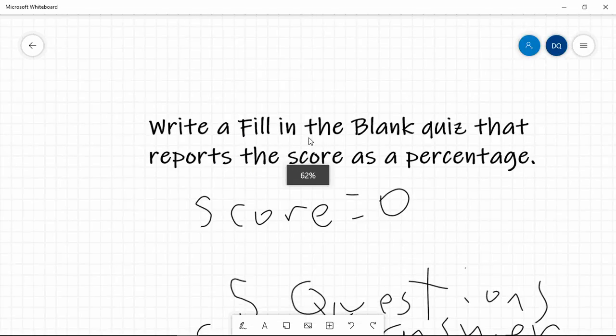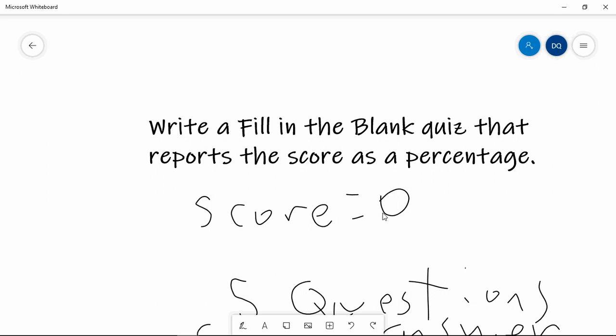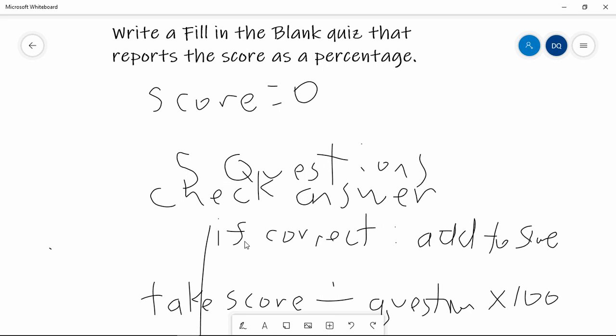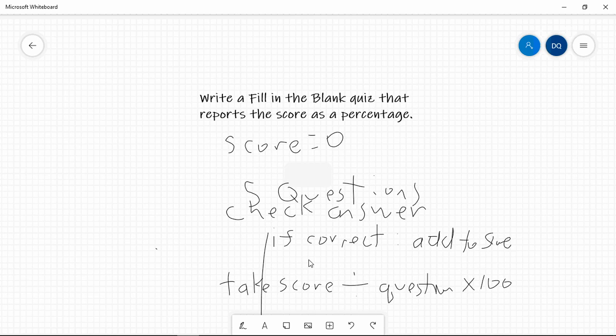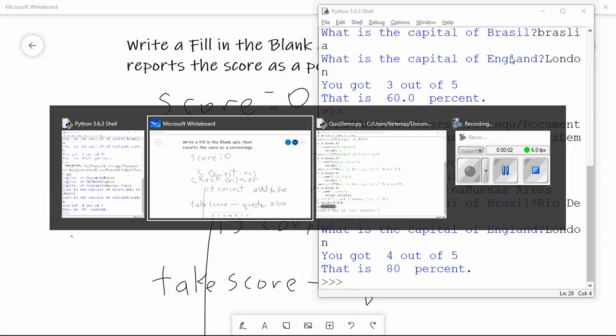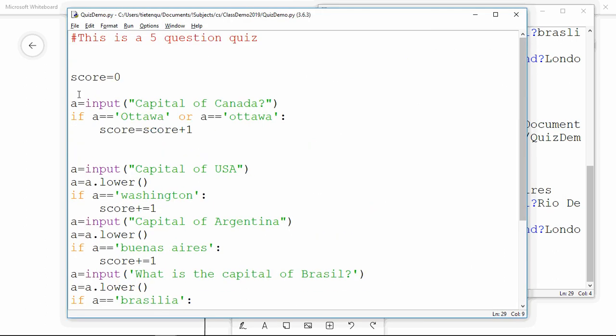Okay, so to write a quiz, we start out with a score of 0. And then we ask our questions, and within each question, if we get the correct answer, we add to the score. And then at the very end, we take the score, divide by the number of questions, and multiply by 100. So let me just let you look over that code again. So we've got a score of 0. And now here, A is going to be equal to whatever the person types when you say A equals input. And then right after that, you can write the question, the prompt for the person to type.